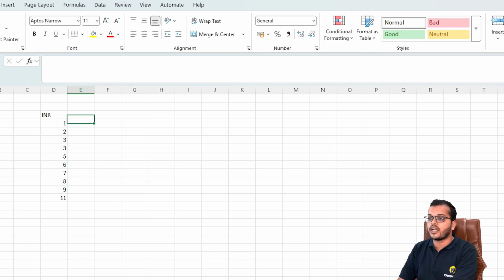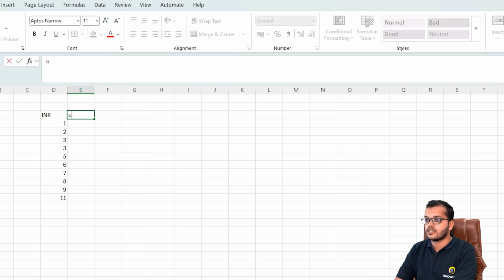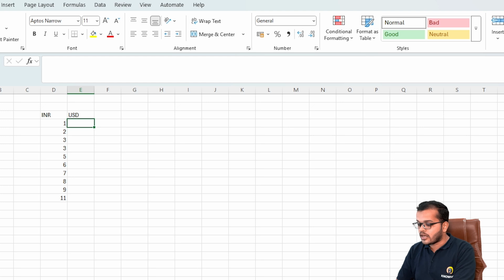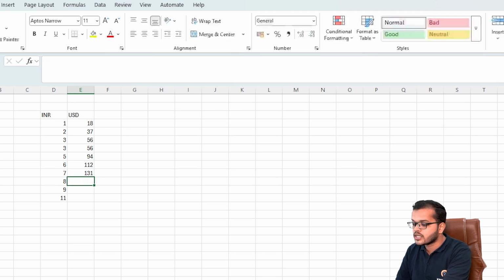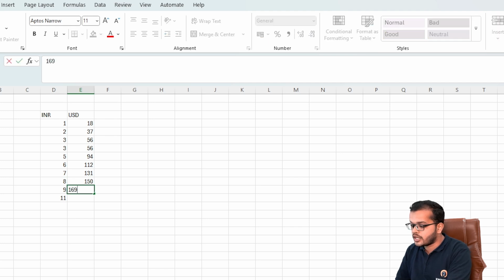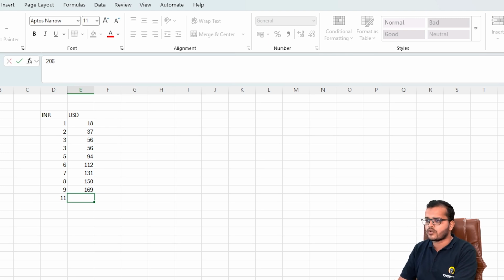The same thing if I would like to consider it in US dollars, the US currency, then I'll go with $18, then $37, then $56, then $56 again, then $94, then $112, then $131, then $150, then $169, then $200. Or 206 or 207 or whatever it may be. It's up to you, whatever value you would like to consider.